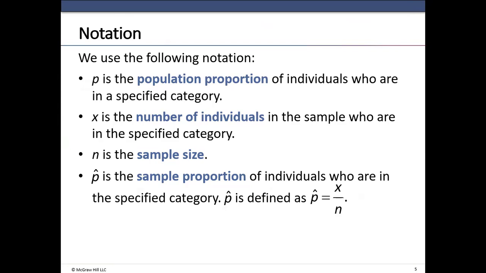N is the sample size, and P with the thing at the top, called p hat, is the sample proportion of individuals who are in the specified category. And p hat is X over N, sometimes also called the number of successes divided by sample size. So N is the sample size, it's in the denominator. X is the number of successes, or number of people in that sample who belong to that specified category, which we are calling success.